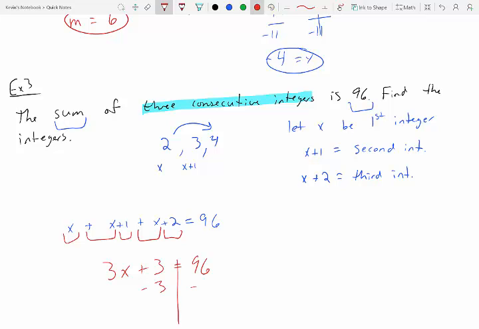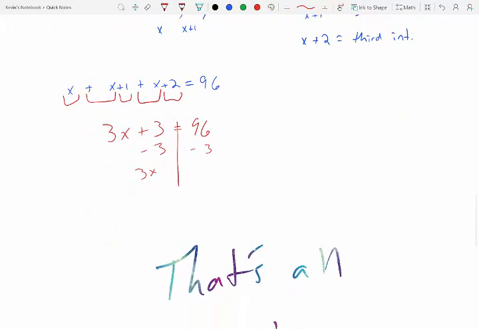Then I have to solve this. I minus 3, I minus 3, so I get 3x equals 93, divide by 3, and I get x equals 31.